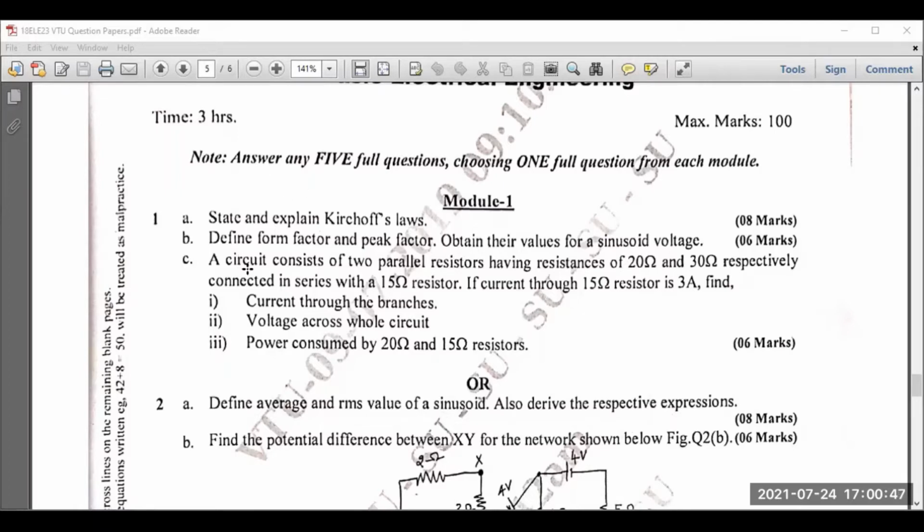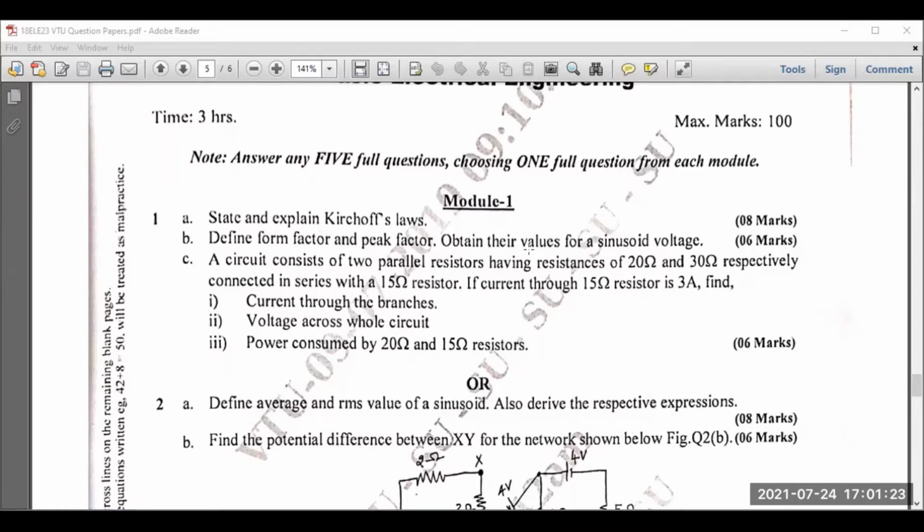The third question has a circuit diagram comprising 2 parallel resistors of 20 ohm and 30 ohm respectively, connected in series with 15 ohm. If the current through the 15 ohm is equal to 3 ampere, find the following quantities. That is also quite simple. You can use the current division formula, voltage division formula, and Ohm's law. Then you can use power P equal to I squared R, or P equal to VI. By using these equations, you can find the answers.